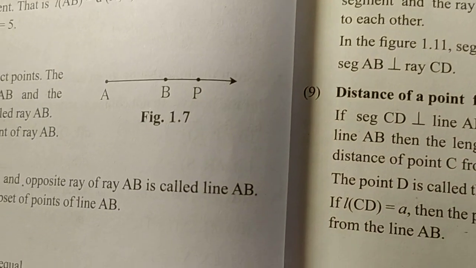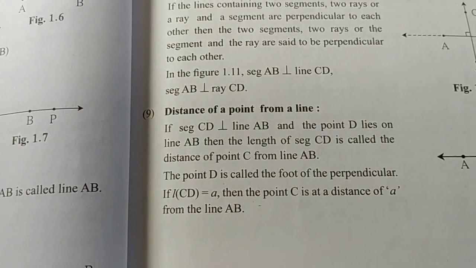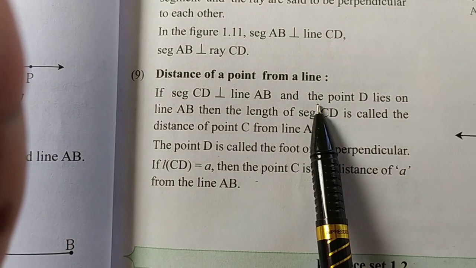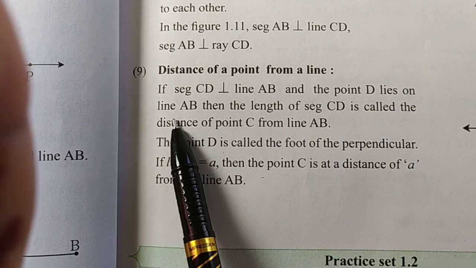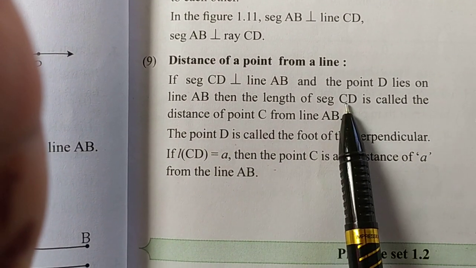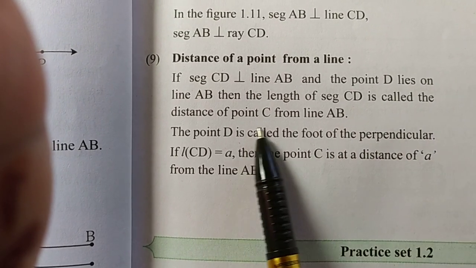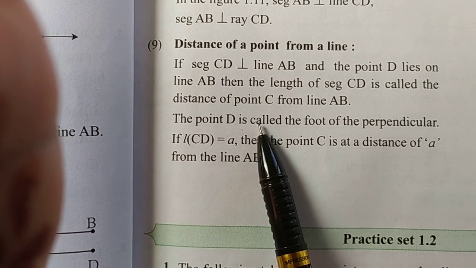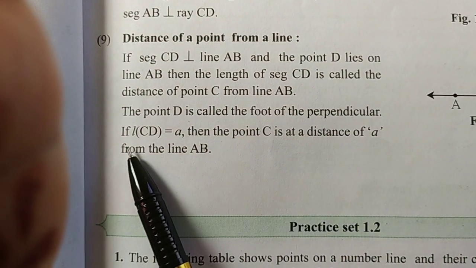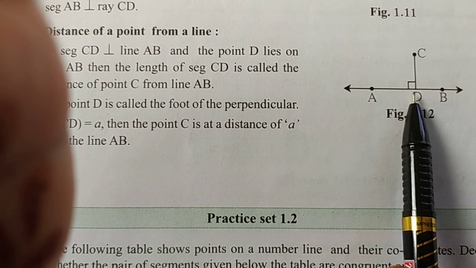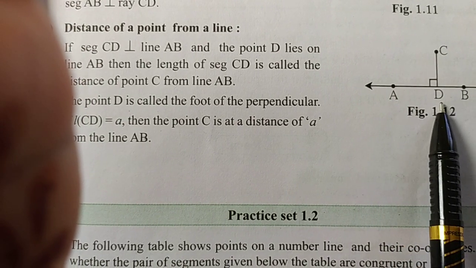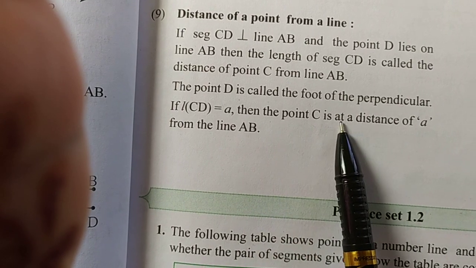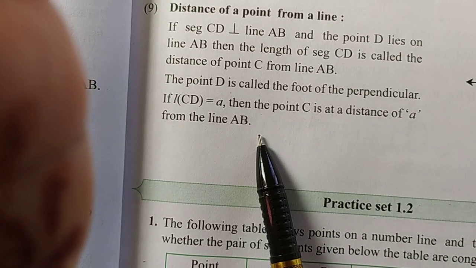So here also you can see the definition. If segment CD is perpendicular to line AB and the point D lies on the line AB, then the length of segment CD is called the distance of point C from the line AB. The point D is called the foot of the perpendicular. See, this is the perpendicular and this is the foot of the perpendicular. If length CD is a, then C is at a distance of a from the line AB.